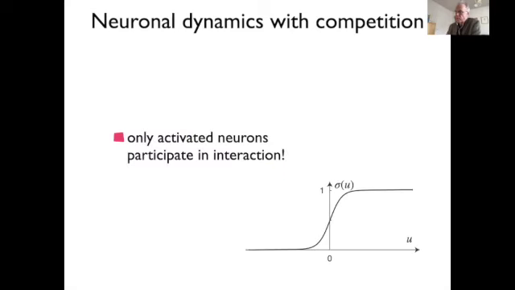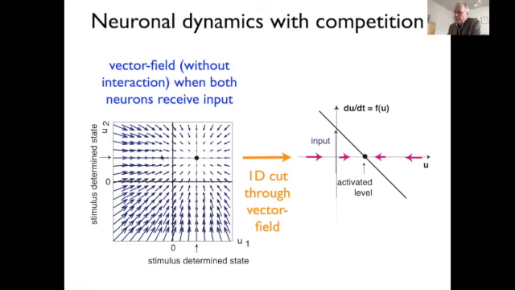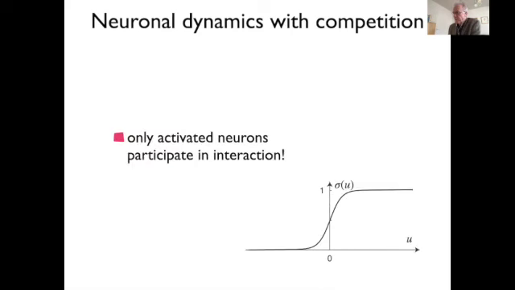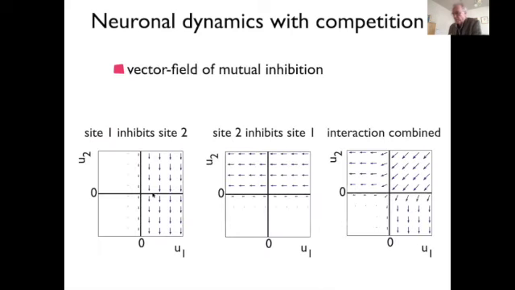Now, when you couple these two neurons, you apply the sigmoid function. Well, only the activated neurons participate in interaction. So only here in this upper quadrant will something change. Everywhere else, it will look very much like it did here, because everywhere else there is no interaction. And it's not quite true. And this picture actually shows it correctly.